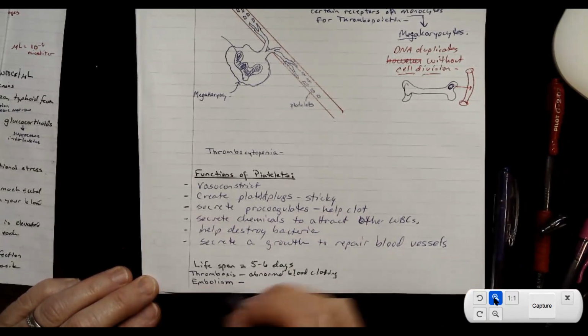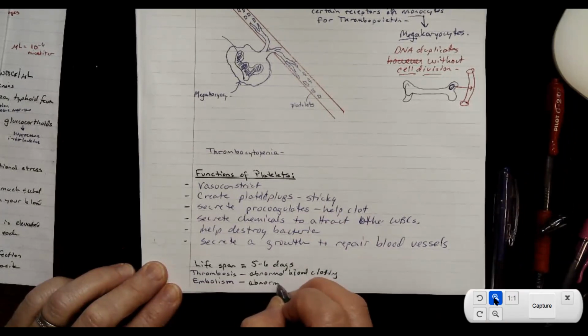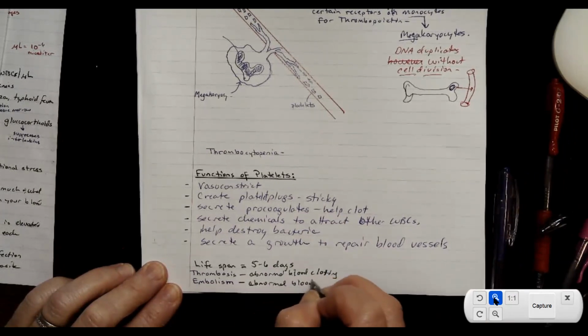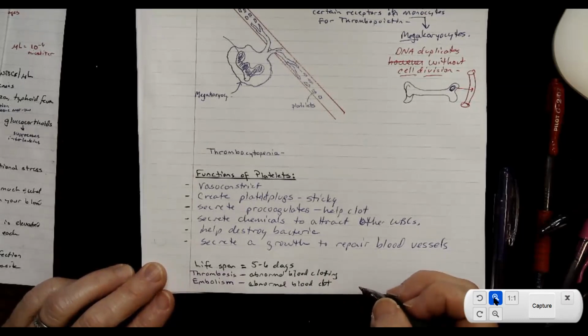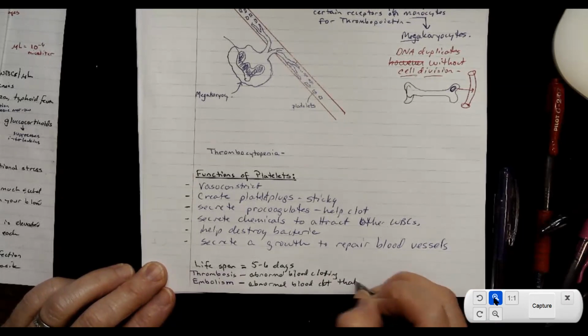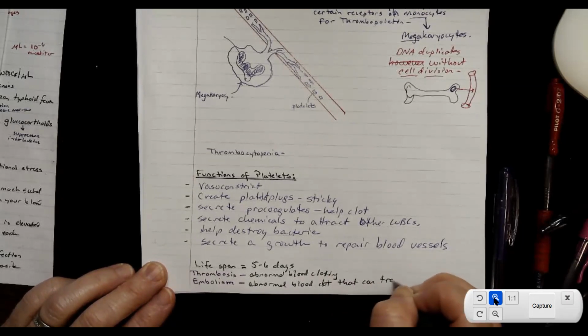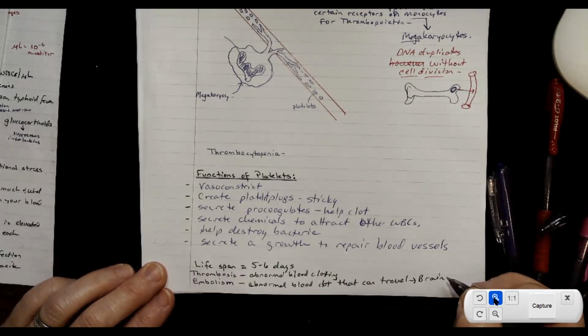And an embolism is an abnormal blood clot that can travel. If it travels to the brain, then you can have like an aneurysm, a stroke.